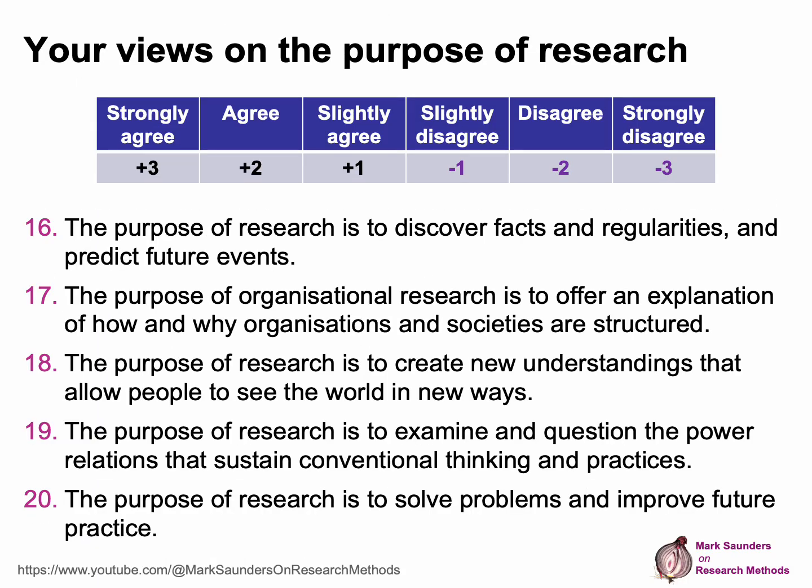The next slide looks at your views on the purpose of research. Again, I'd like you to record the information like you've done on the earlier ones, strongly agree through strongly disagree, using +3 for strongly agree, -3 for strongly disagree. Just as a recap, for statement 16, the purpose of research is to discover facts and regularities and predict future events. If you slightly disagree with that, you would write down -1 against number 16 on your piece of paper. Now pause the video, write down your views on each of these 5 statements, and when you've done that, start the video again.